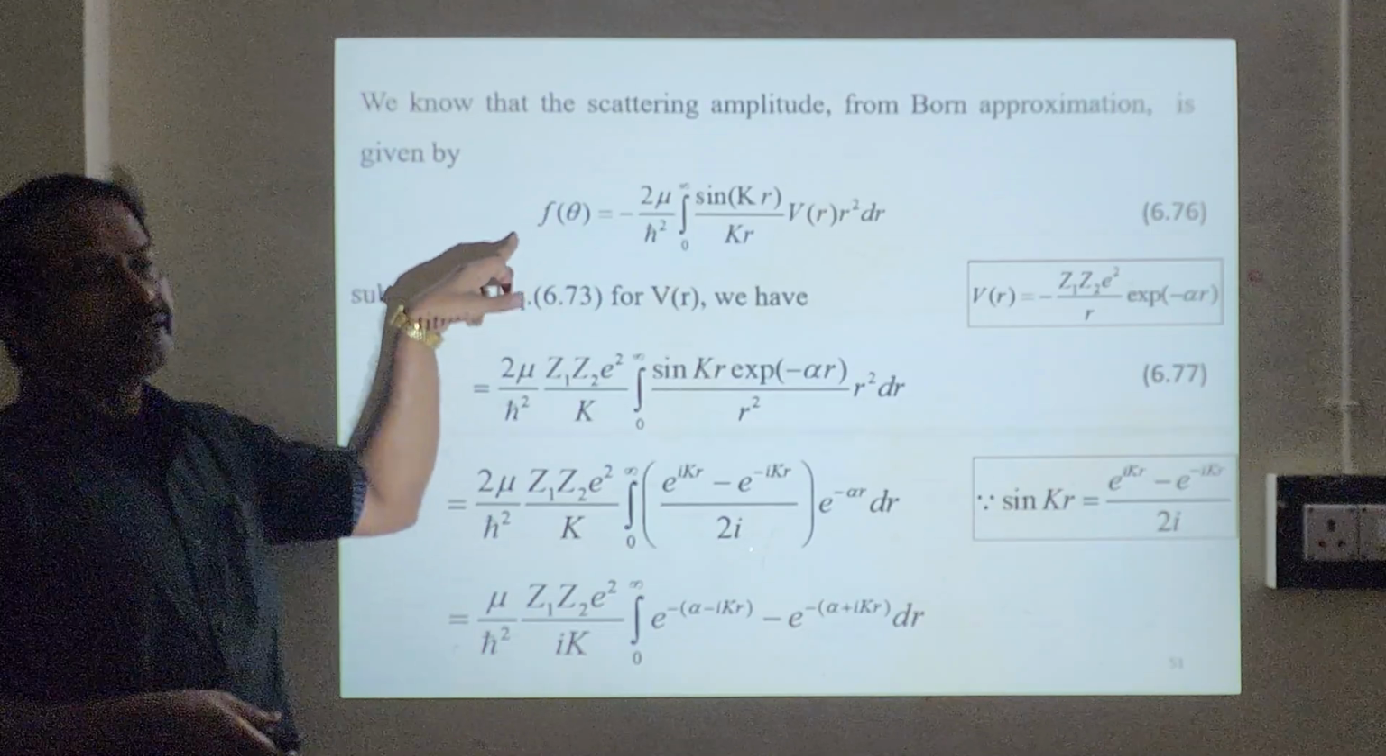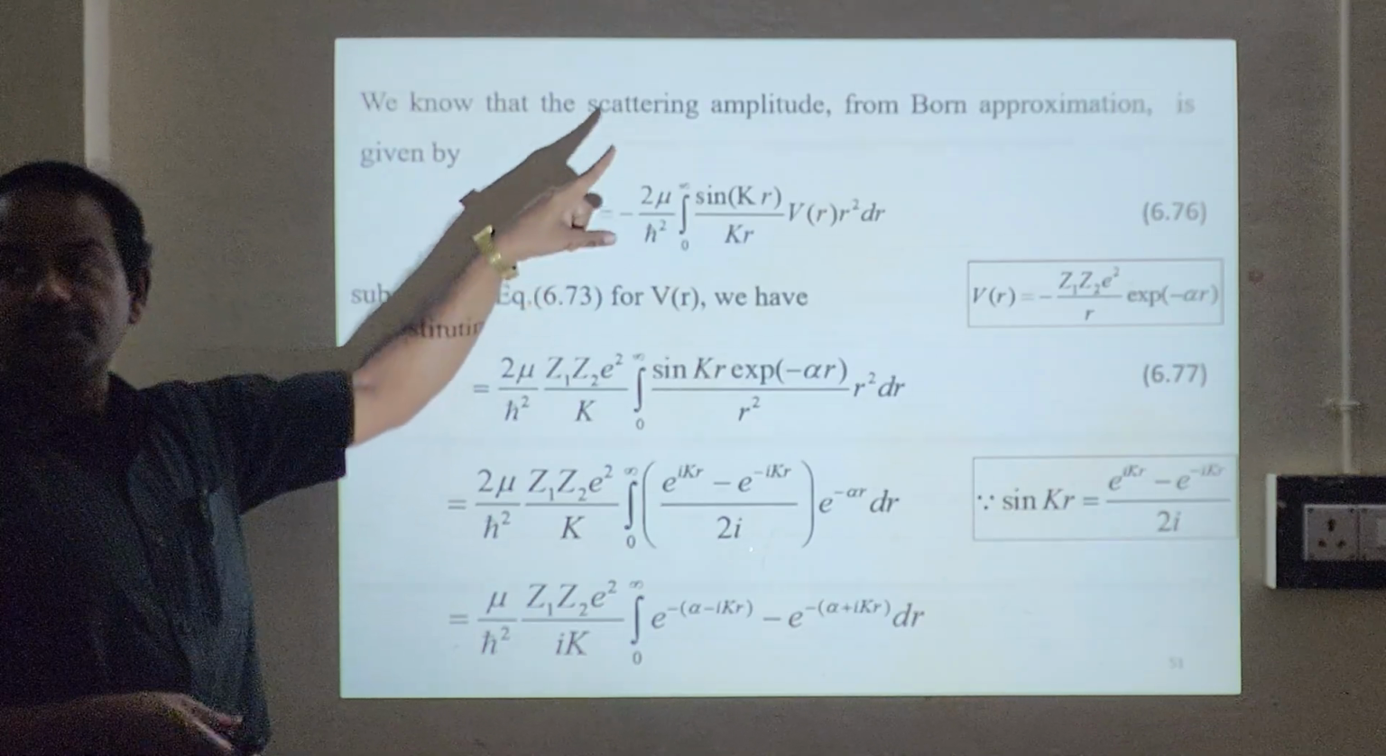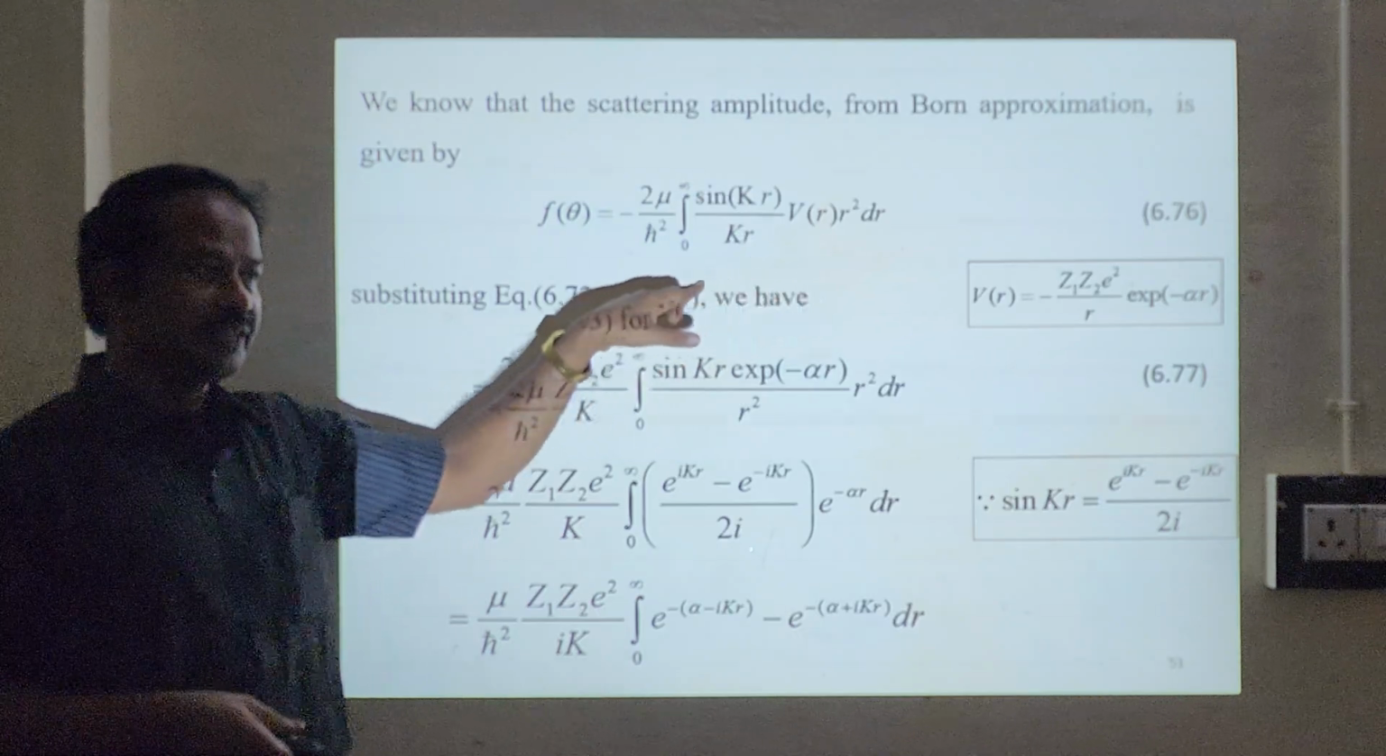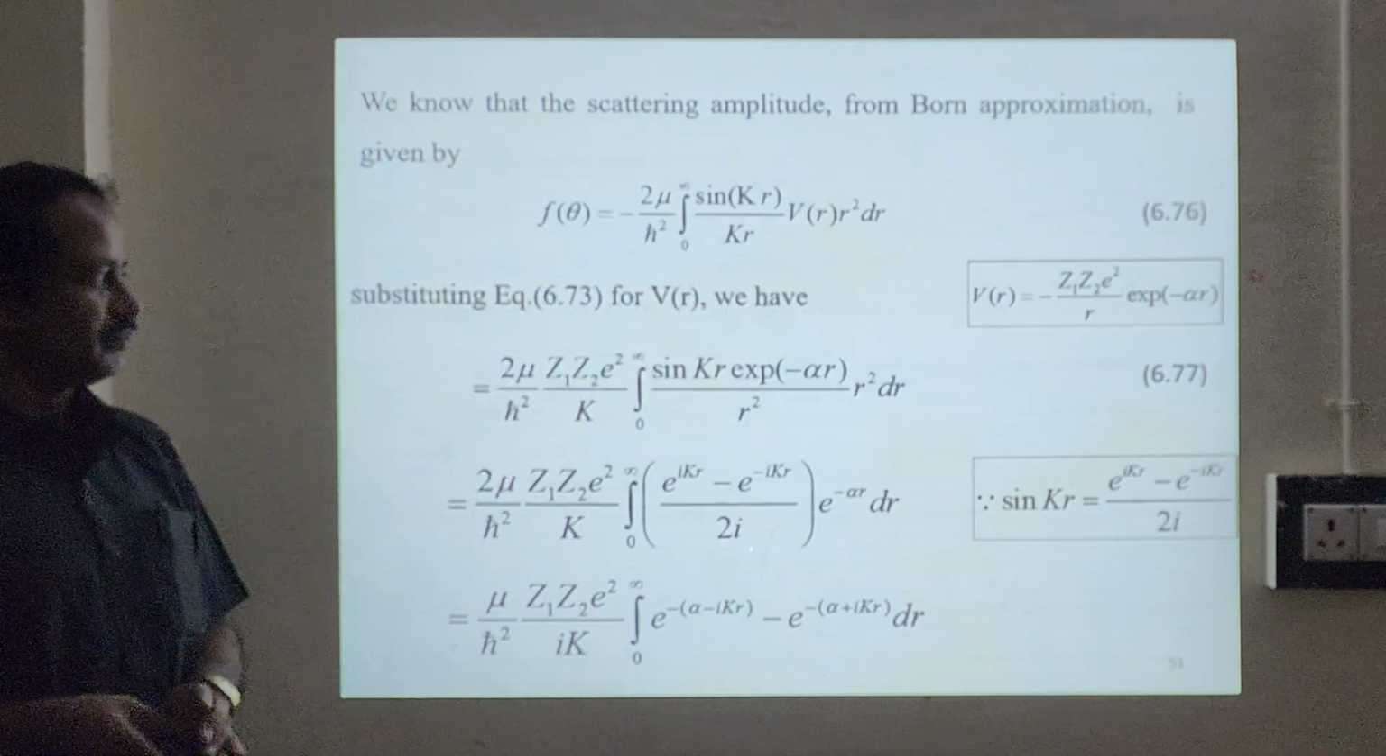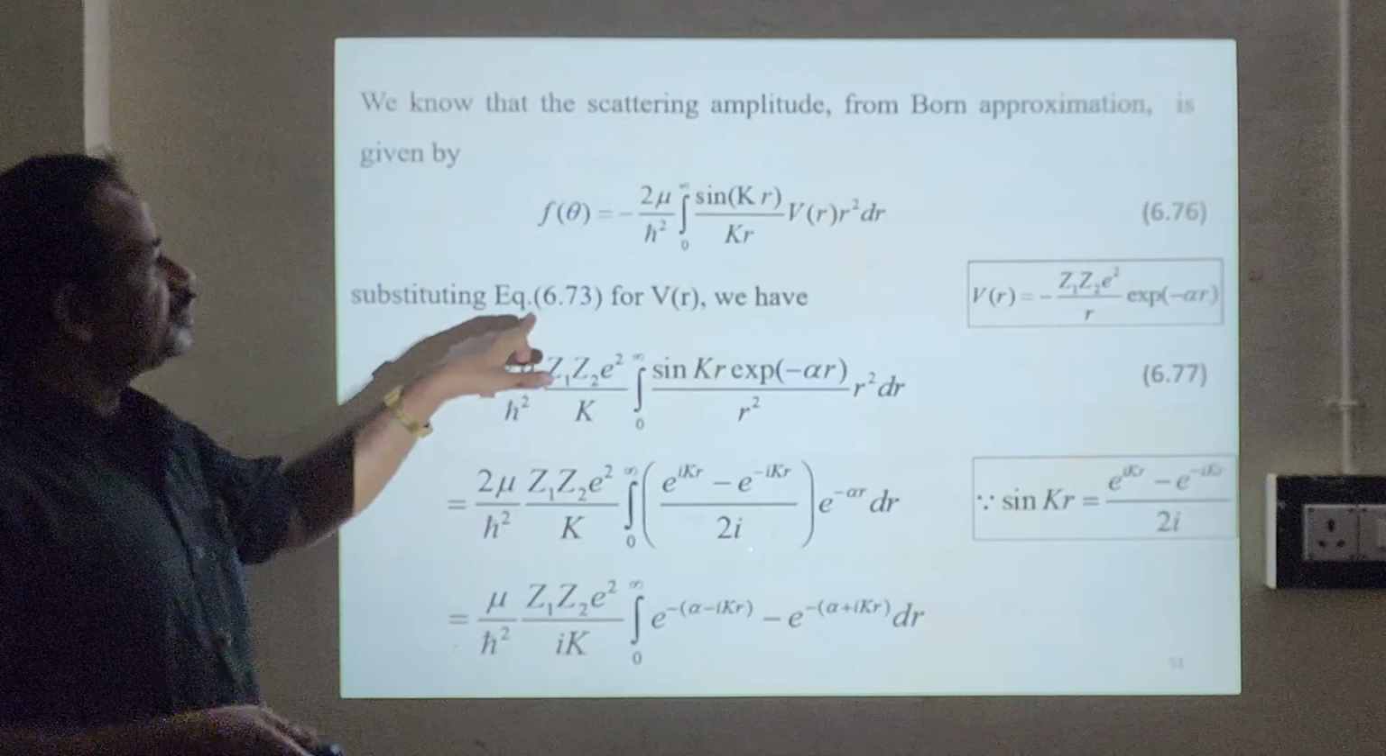We know the expression for the scattering amplitude from the Born approximation is given by this expression. We already studied this one, so we know this expression very well. Now substitute 6.73.